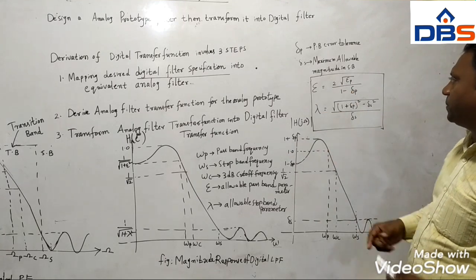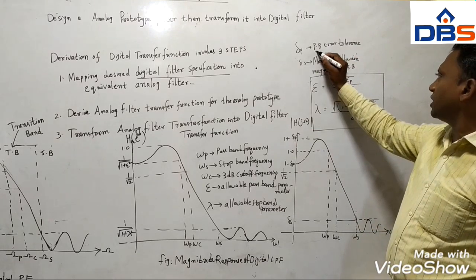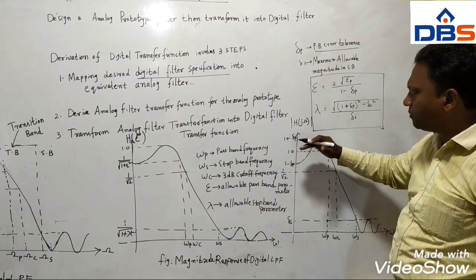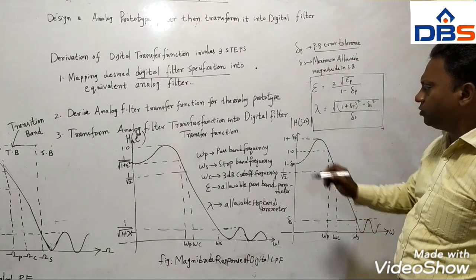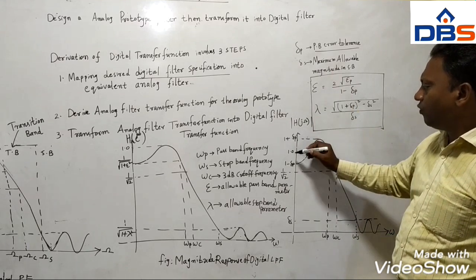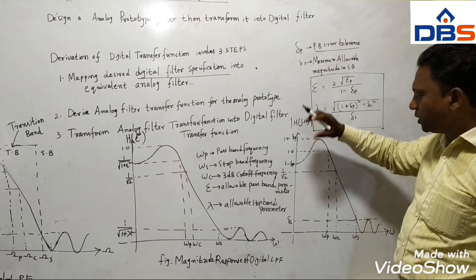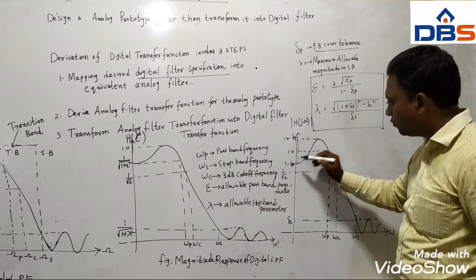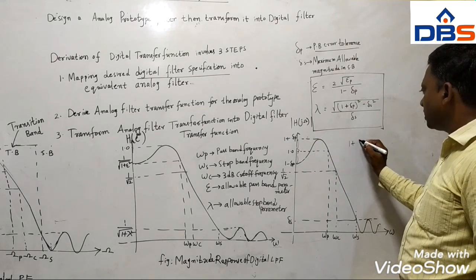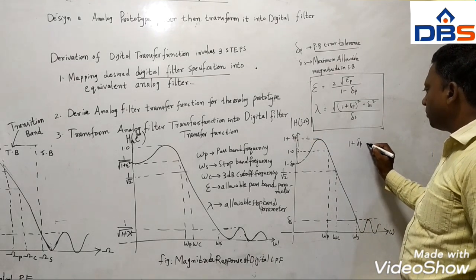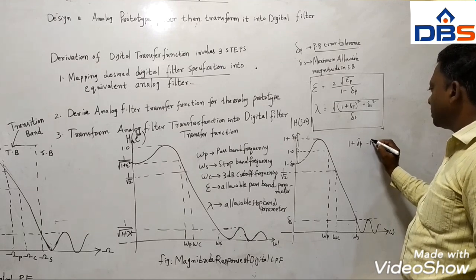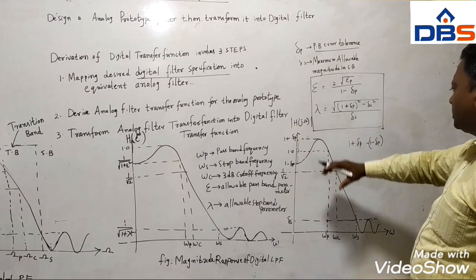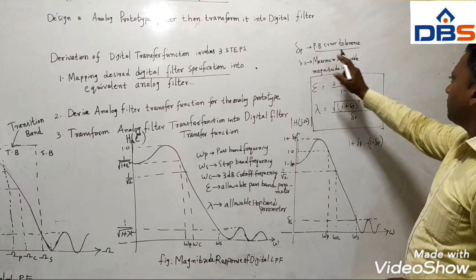See, 1 plus delta p. What is delta p? Pass band error tolerance, which means from 1 up to 1 plus delta p. Delta p is some non-zero value, so 1 plus delta p means above the 1, and 1 minus delta p means below the 1 value. So from here to here, what you will get is 1 plus delta p minus 1 minus delta p. So in that range you can have a maximum.